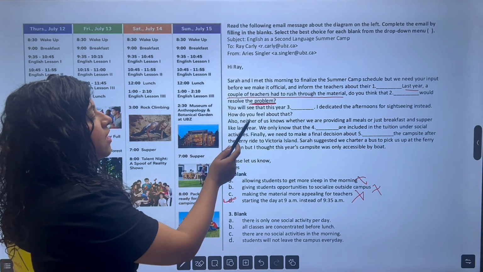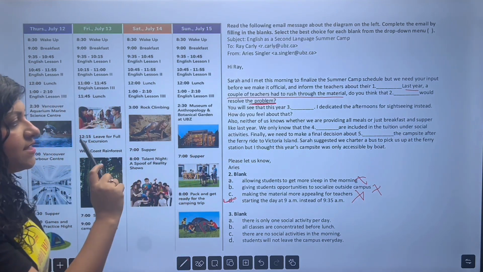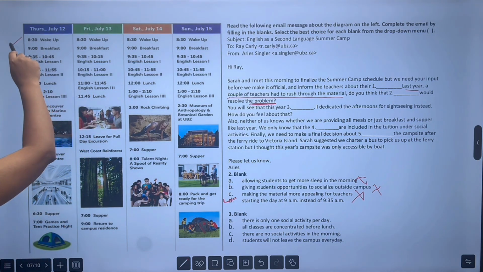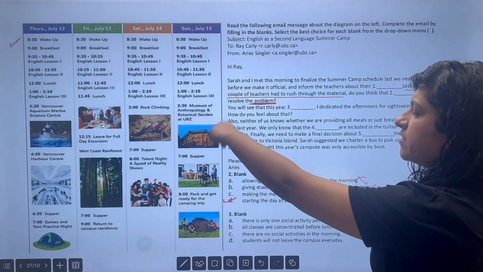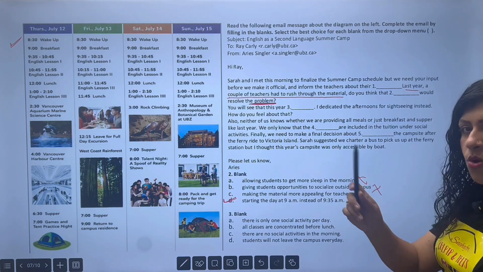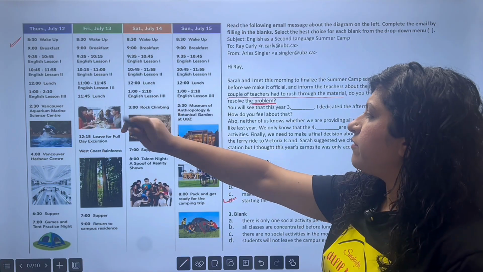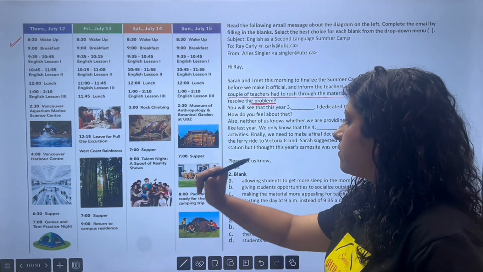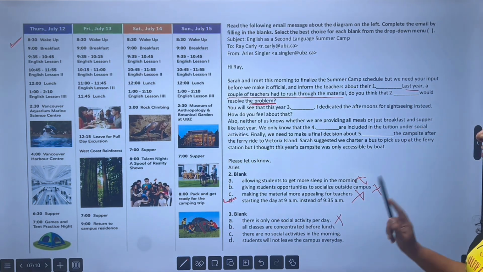And the text further says, you will see that this year dash. So they're talking about this year. This year means they're talking about the schedule given. So what is true about this year? There is only one social activity per day? No. In all the days, you can see that there is definitely more than one social activity. You have 2 activities on day 1, 2 on day 2, 2 on day 3, then 3 on day 4. So definitely this one is not true for this year.